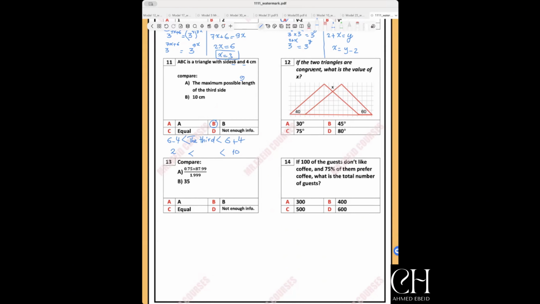Let's move to question 12. If two triangles are congruent, what is the value of x? Congruent means that they are the same two triangles. If this angle is 60, this angle is also 60. If this is 40, this is also 40. You can find the measure of the third angle in this triangle, as you know that the sum of the measures of the interior angles of any triangle equals 180 degrees. So 180 minus (40 plus 60) means 180 minus 100, which is 80. Now this is 80 and this is x. Two vertically opposite angles are equal in measure, so x equals 80. The answer is D.